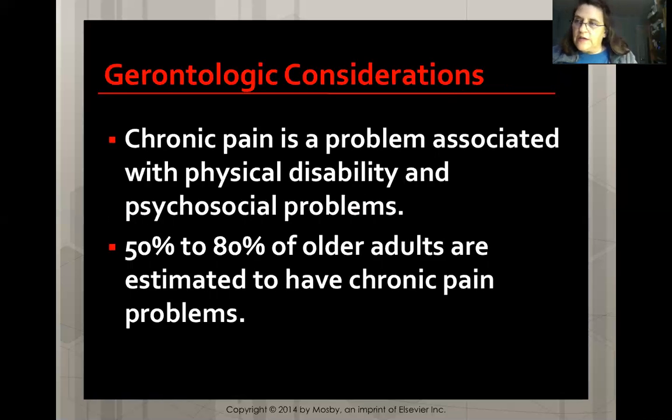Okay, chronic pain is a problem associated with physical disability and psychosocial problems. The prevalence of chronic pain among community-dwelling older adults exceeds 50%, and among elderly nursing home patients is approximately 80%. And I would believe that. And we've stepped over here into the gerontological consideration.